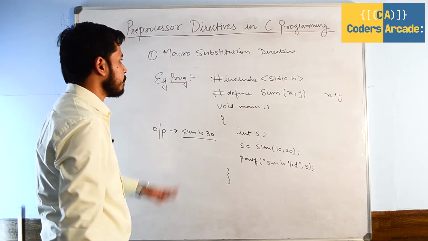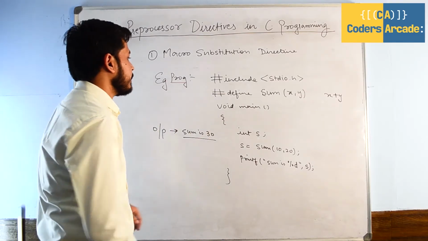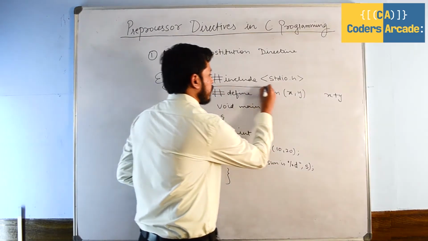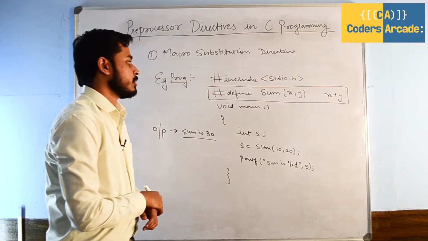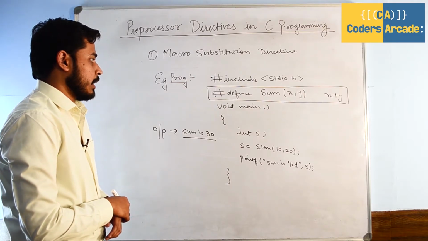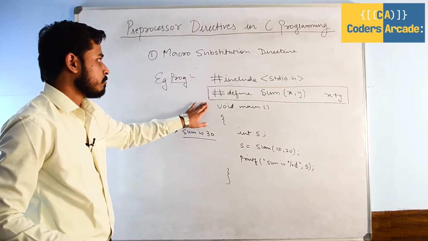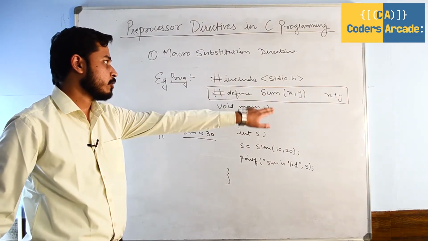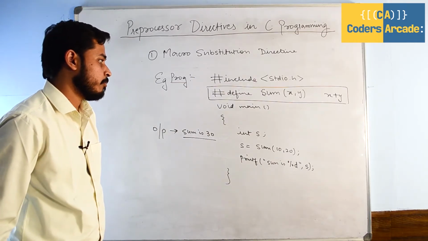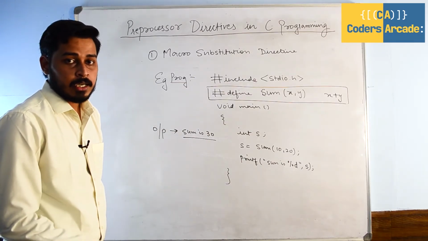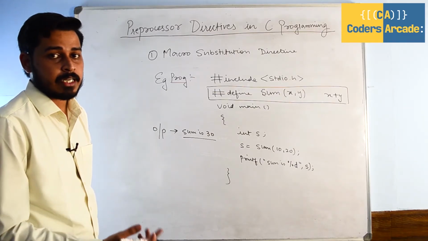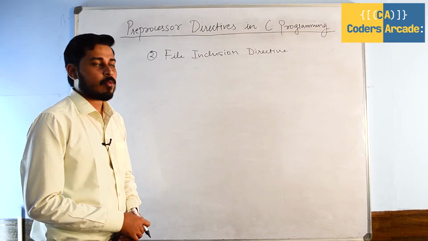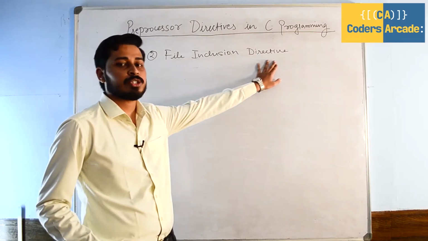This is the program for macro substitution directive, and this is our main point of focus. So this is our program, and this is our output. So this is what we call macro substitution directive. There we go. So I hope you have understood this. Now let's move on to the other one, which is file inclusion directive. So now let us talk about our next one, which is file inclusion directive.